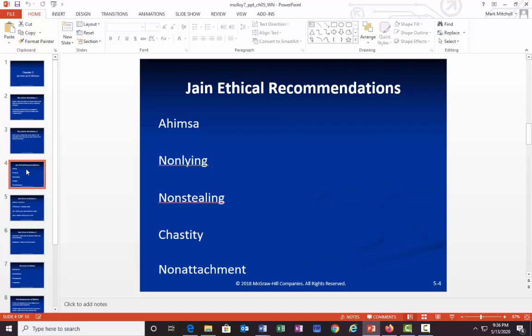Okay, so when we move over to the Jain ethics, there are 5 ethical recommendations, and they're listed here on the next slide. We've mentioned one, the ahimsa, is the idea of nonviolence. It can be translated as gentleness or harmlessness, and it is the very basic foundation of Jain ethics.